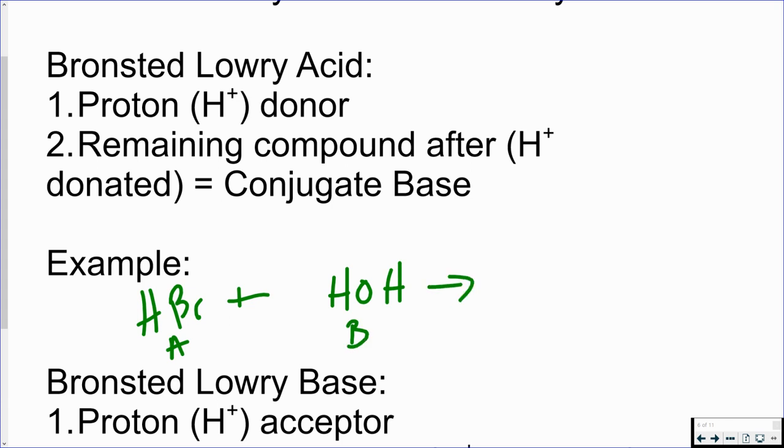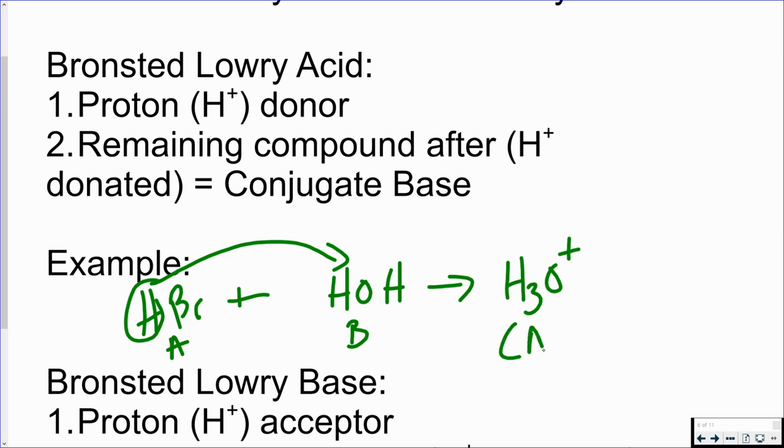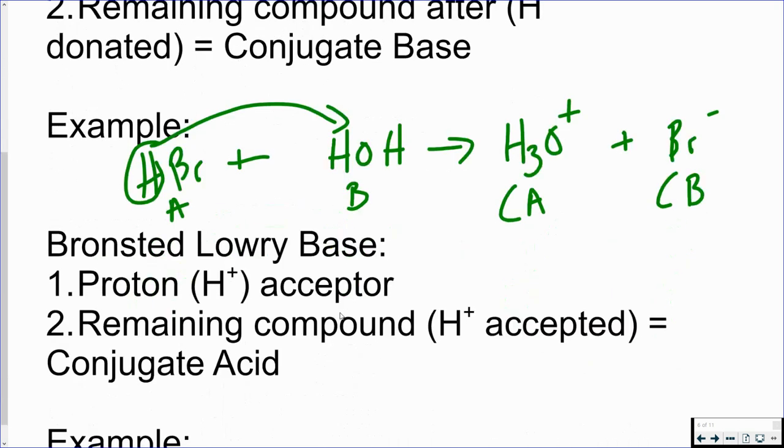What happens is the water accepts the hydrogen, and now we get what is called a hydronium ion. This is the conjugate acid because it would be able to donate a hydrogen. And then the conjugate base ends up being Br− because it would be able to accept the hydrogen. That's the acid version of it.